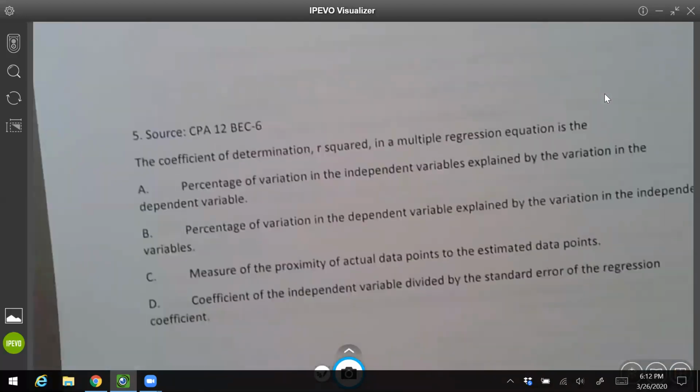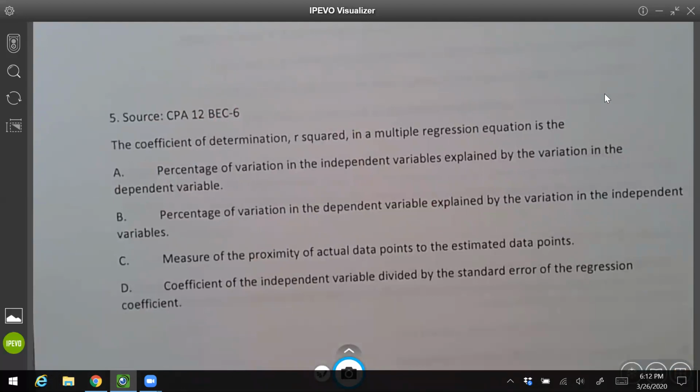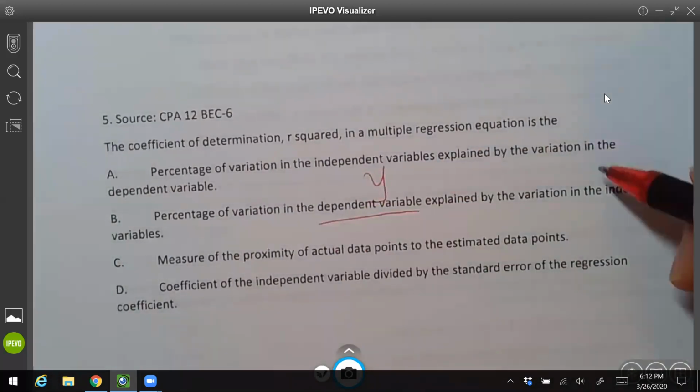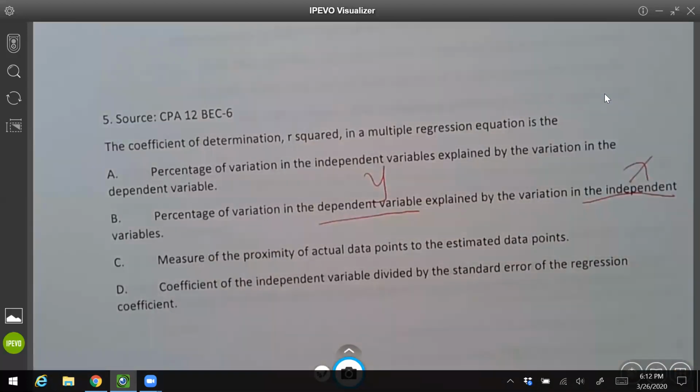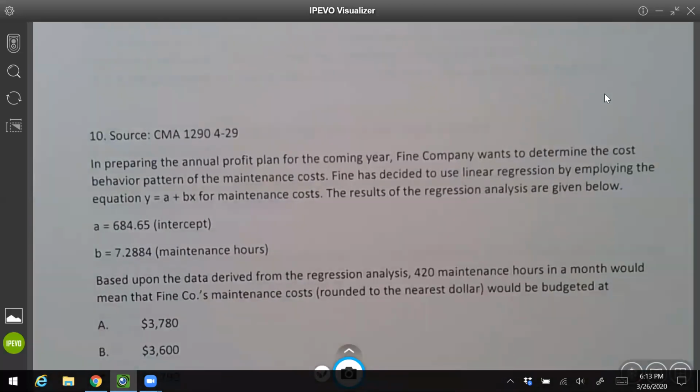Next one, question 5, coefficient of determination, R-square. What's the meaning of R-square? Basically, it's the percentage of variance in the dependent variable, which is y, that can be explained by the independent variable. So a higher R-square means your model can explain y more, which is what we want.